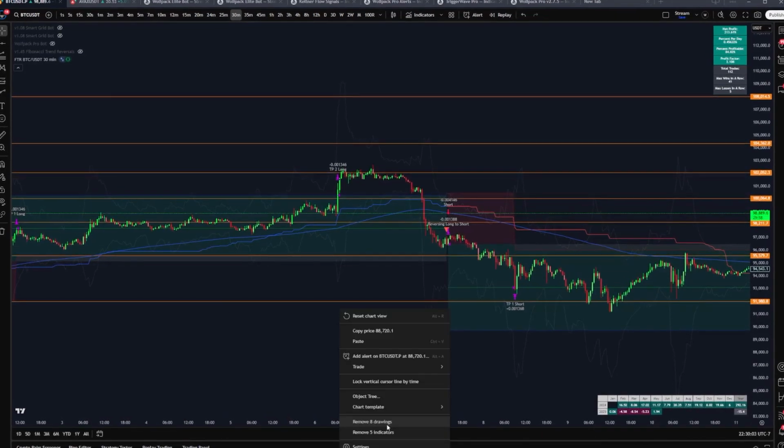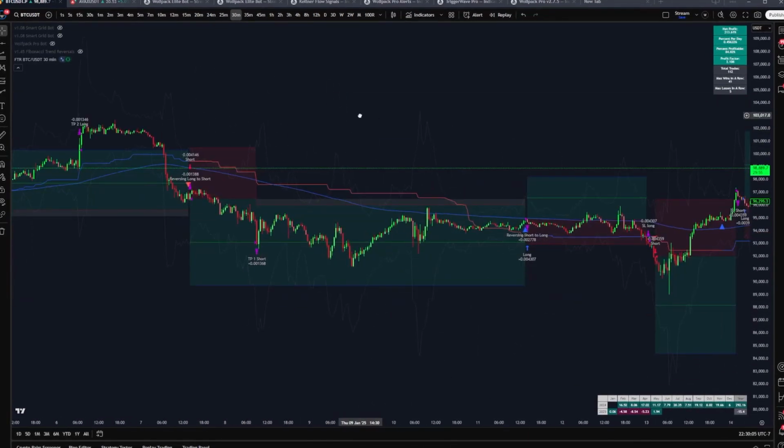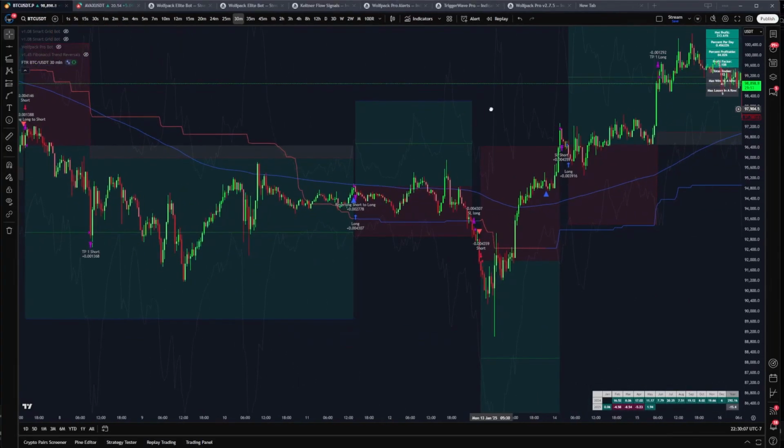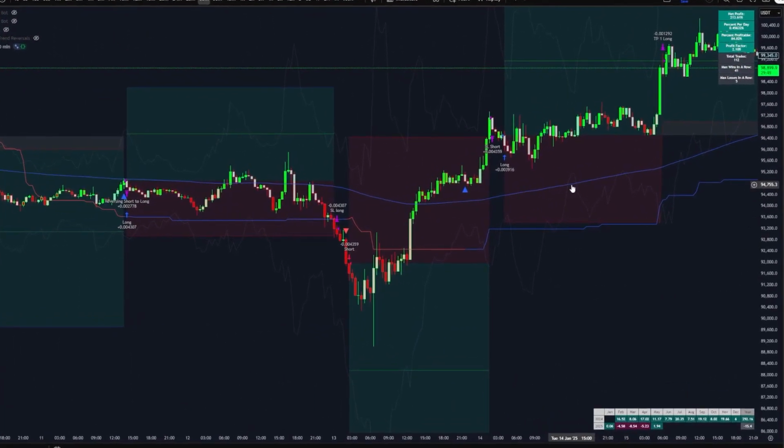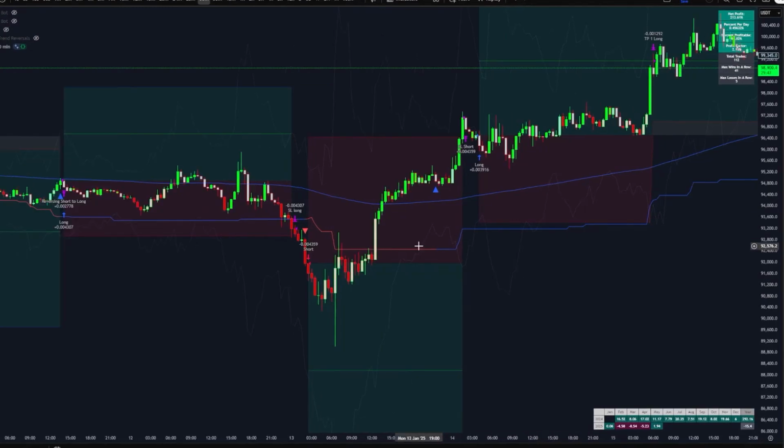So I'm just going to remove those drawings so we can focus on our trading bot on the script. There's a lot going on here. I'm going to explain real quick what each element is on your screen so that you can fully understand how to use this trading bot.